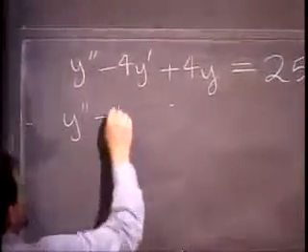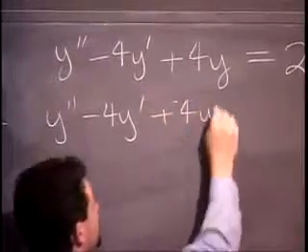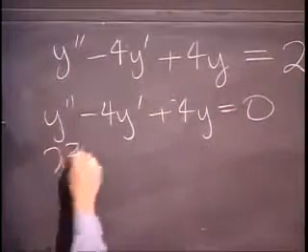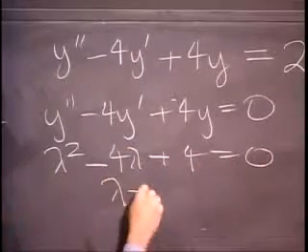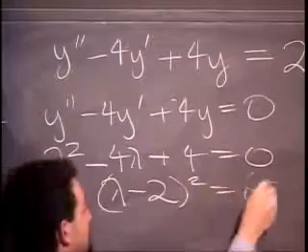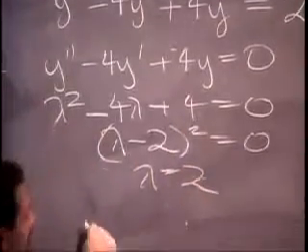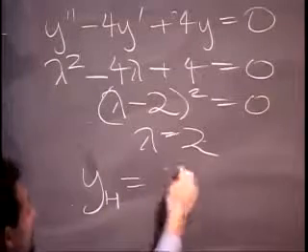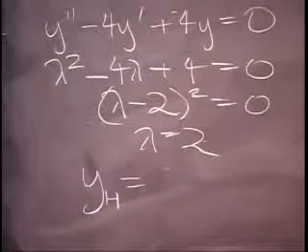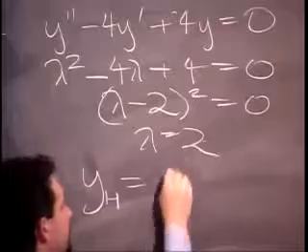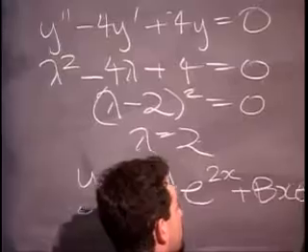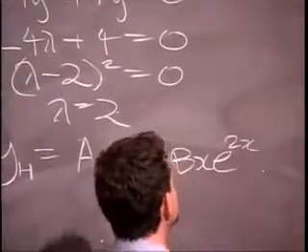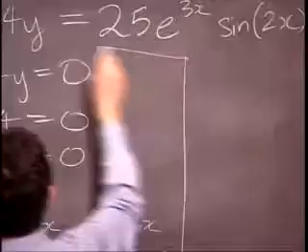First, the homogeneous version. y double prime minus 4y prime plus 4y equals 0 has characteristic quadratic lambda squared minus 4 lambda plus 4 equals 0. Factors into lambda minus 2 all squared. So lambda equals 2. So I immediately have yh. This is the only solution, by the way, double root. So I have yh is equal to A e to the 2x plus B x e to the 2x. All right. So that's the homogeneous part.